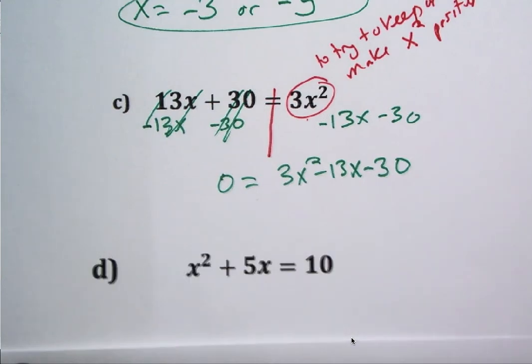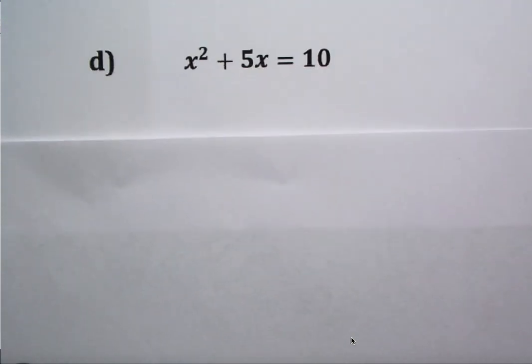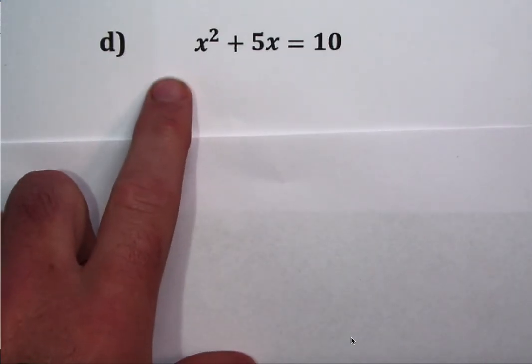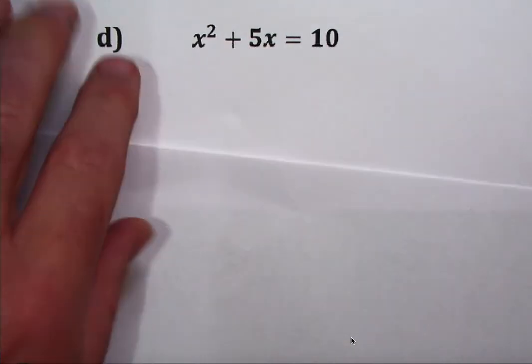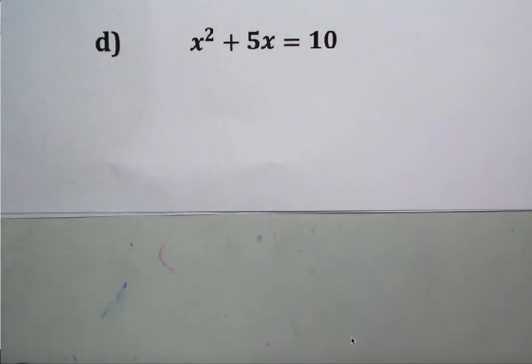All right, we're not going to finish. We're not going to factor that. I just want to point that out. And then here's the last one for today. All right, we want to find what squared plus 5 times a number equals 10.